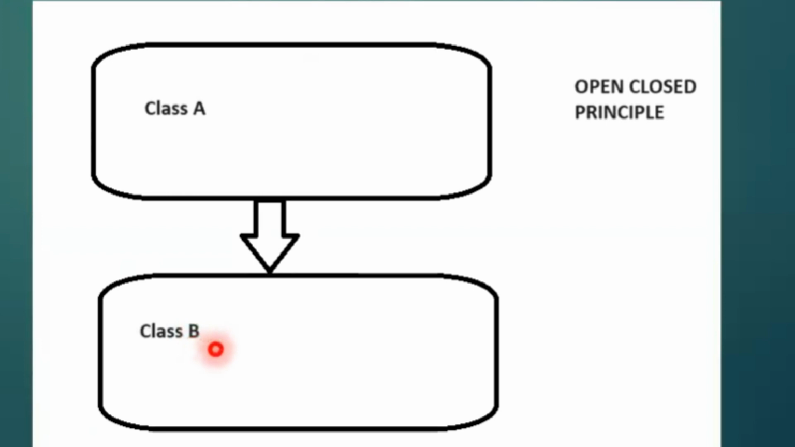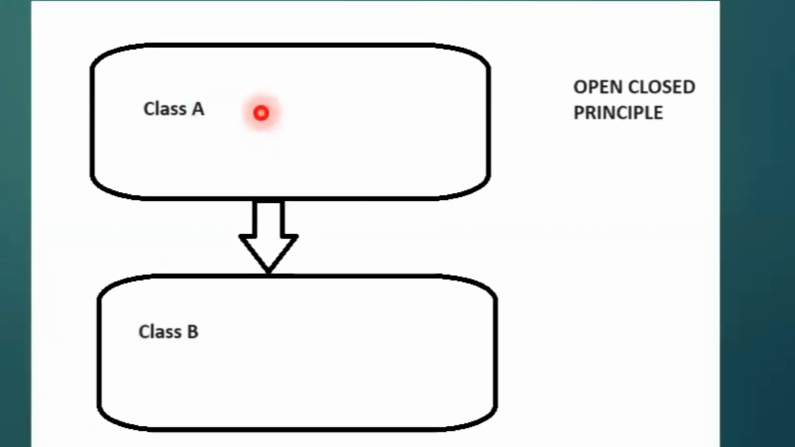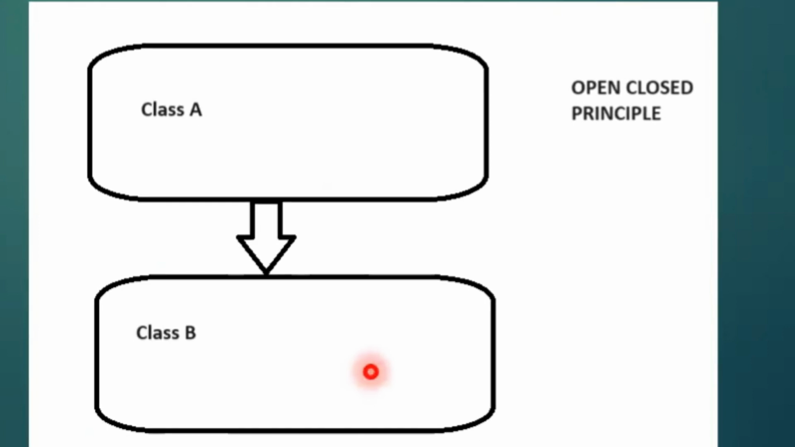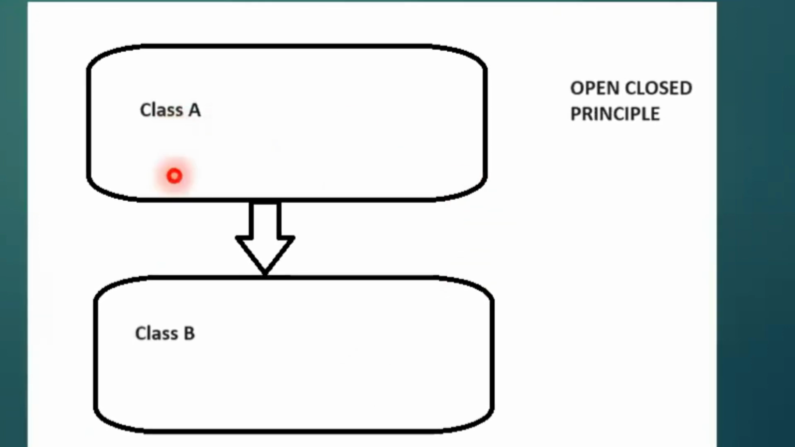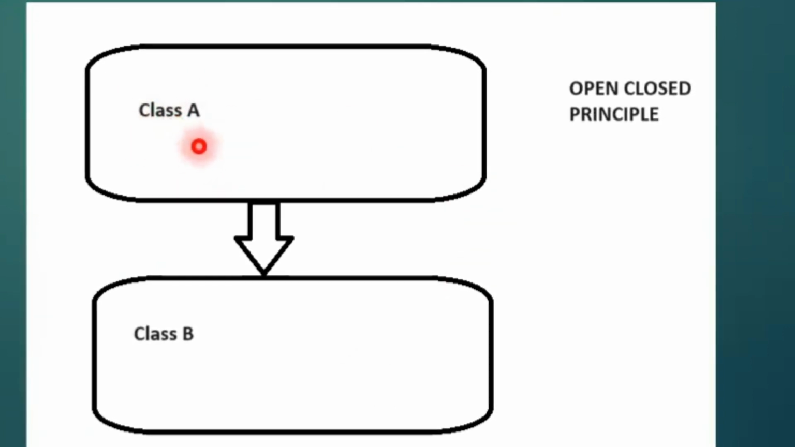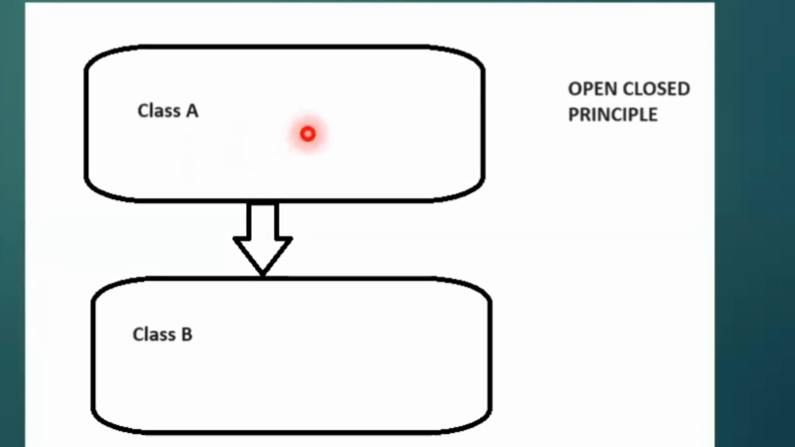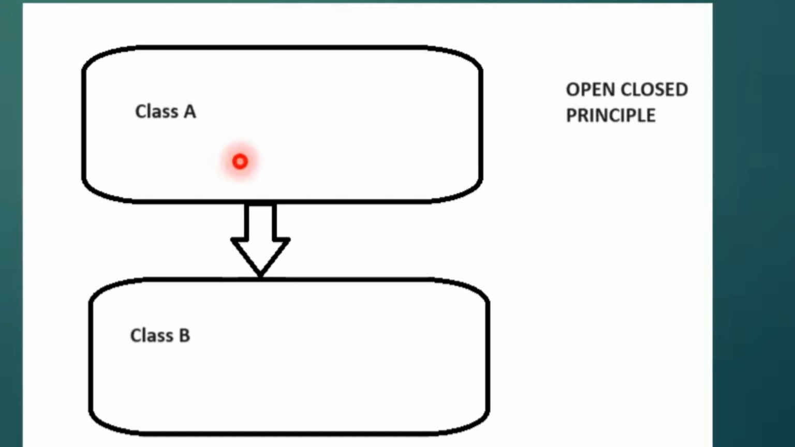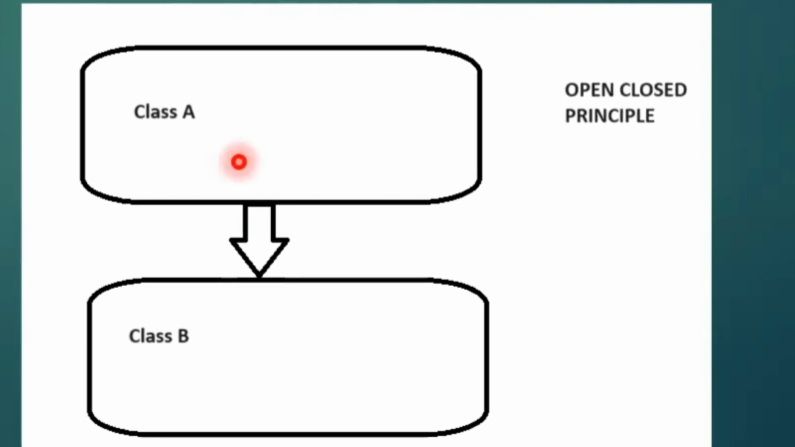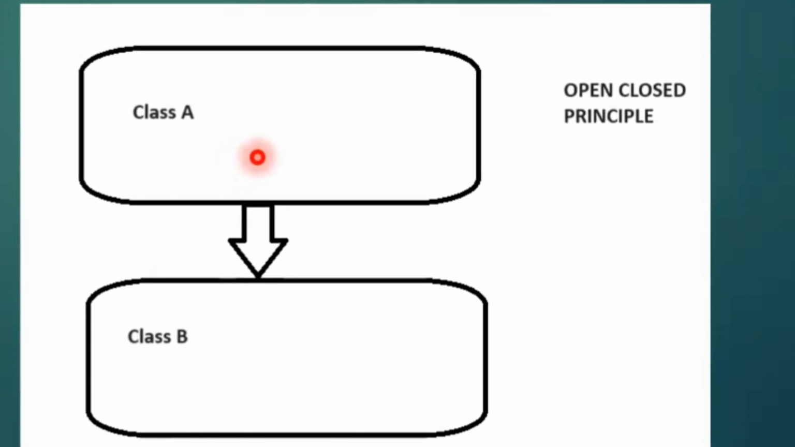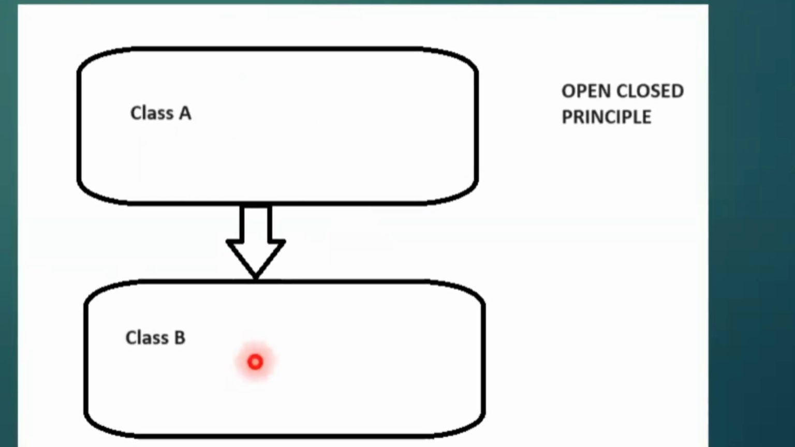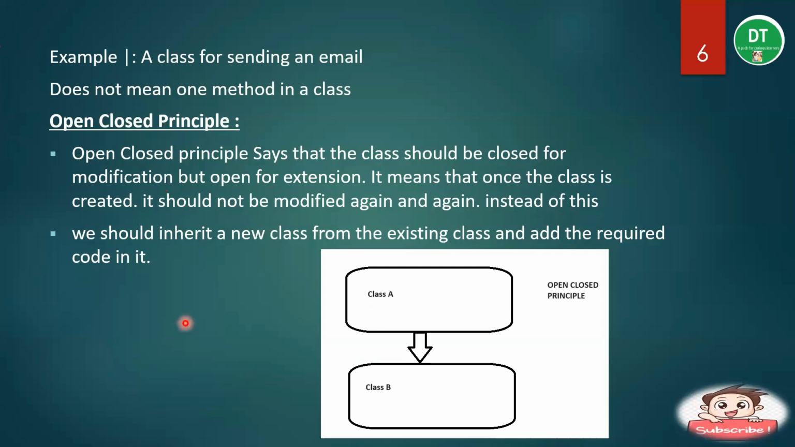So this B class will have all the functionalities of A in it, and new functionality we can add here. Because this is already tested and working fine, there is no need of testing it again and again, because any changes in the code can introduce new bugs or errors in the application. So instead of that, we should create a new class from the existing one and add the new functionalities into that derived class.